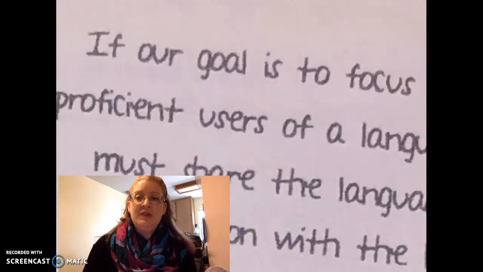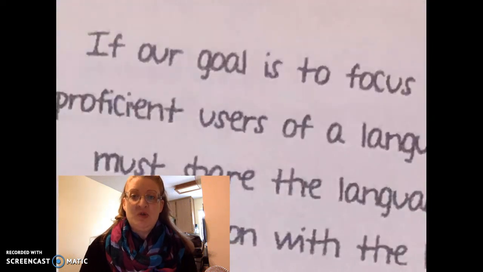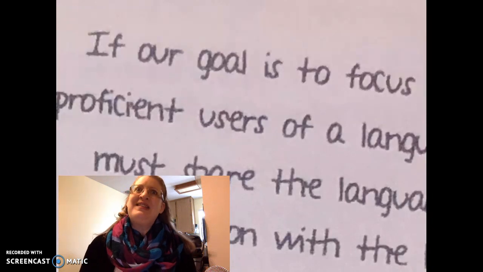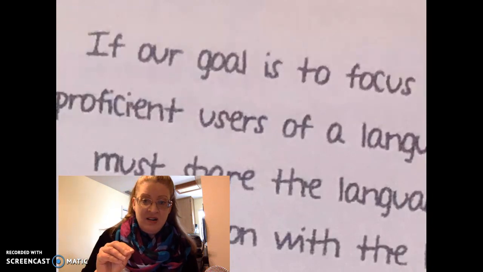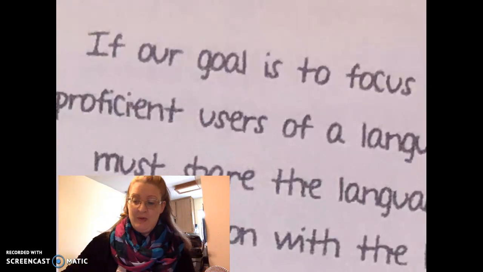So if our goal is to focus on developing proficient users of a language, we have to share that learning progression with them. It helps them understand where they are and where they are trying to go, and what it will look like when they get there.